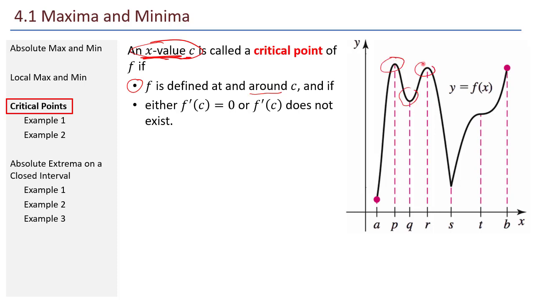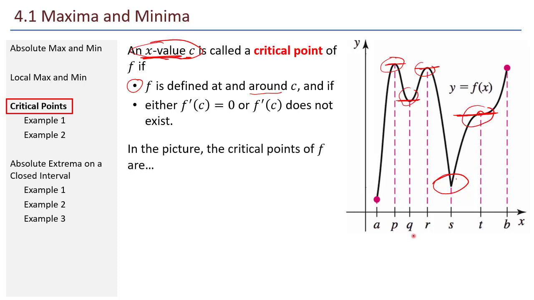These are these nice smooth points that have horizontal tangents. The derivative is 0. Also at this terrace point, the derivative is 0. And here's a place where the derivative doesn't exist, a cusp point. There's no uniquely defined tangent line there. So in the picture, my critical points are going to be those x values where those things occur. So P, Q, R, S, and T.